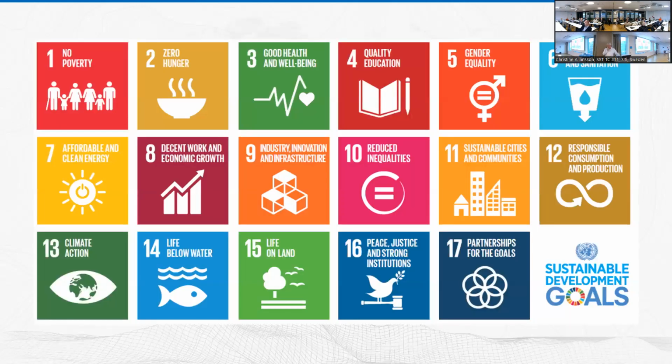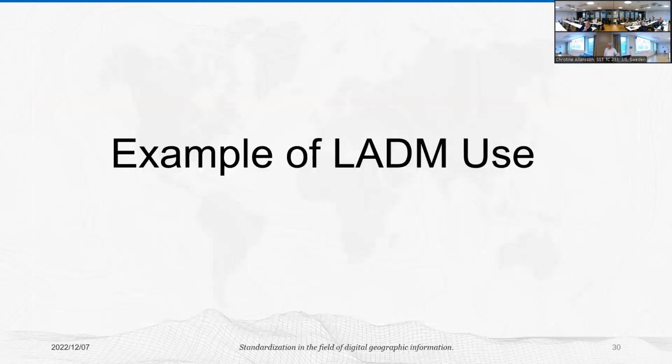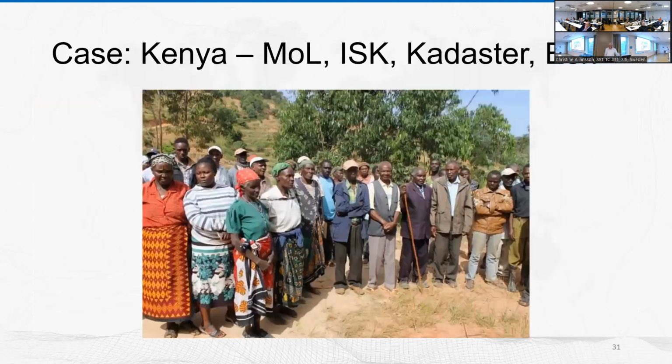So I've mentioned the development goals, and we've got a number of them, but especially goal 11, which is about smart cities and so forth. So, quickly, a use case that has been done. This is happening in Kenya.